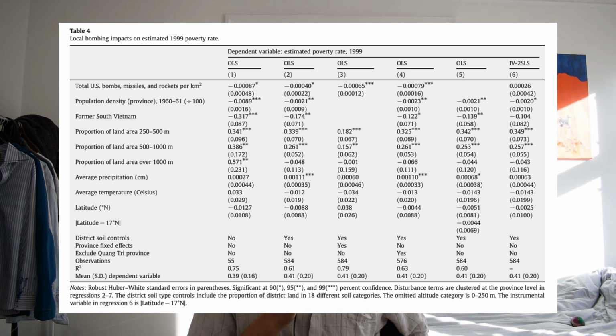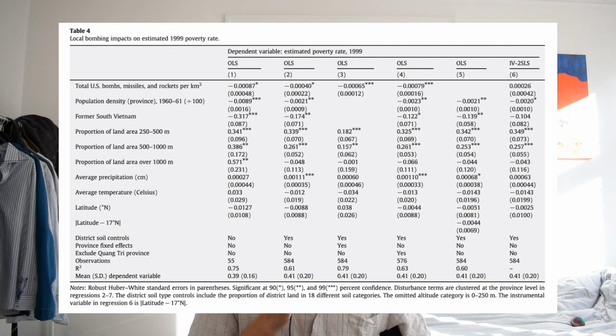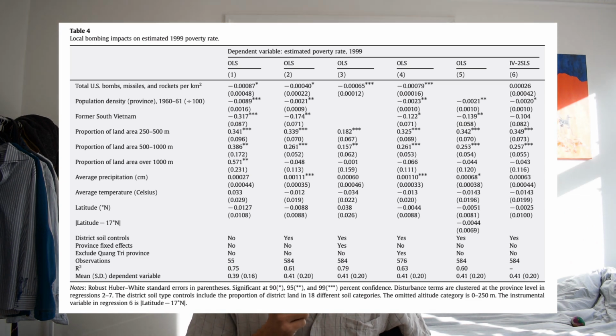If you look in the top right corner, it shows that there are no significant effects, and even if they were significant, they're tiny, 0.00026. So super small effects, and this shows that the amount of bombing in an area of Vietnam did not have an impact on the poverty of the area later down the line. So really interesting, and we're going to talk about why that might be the case.